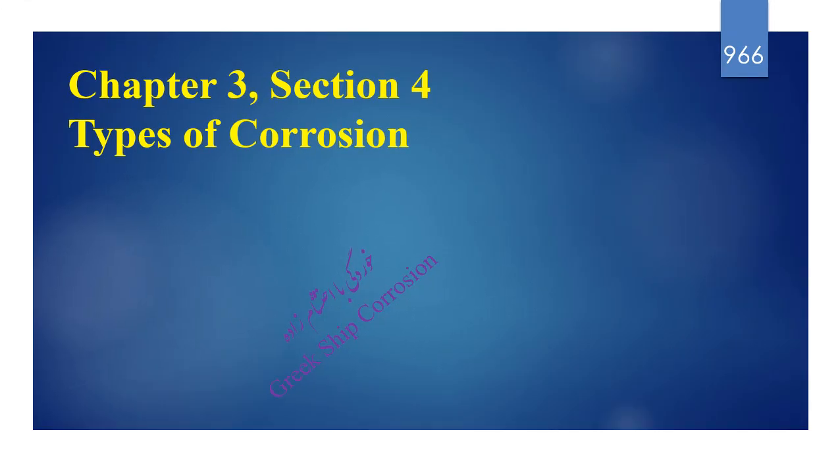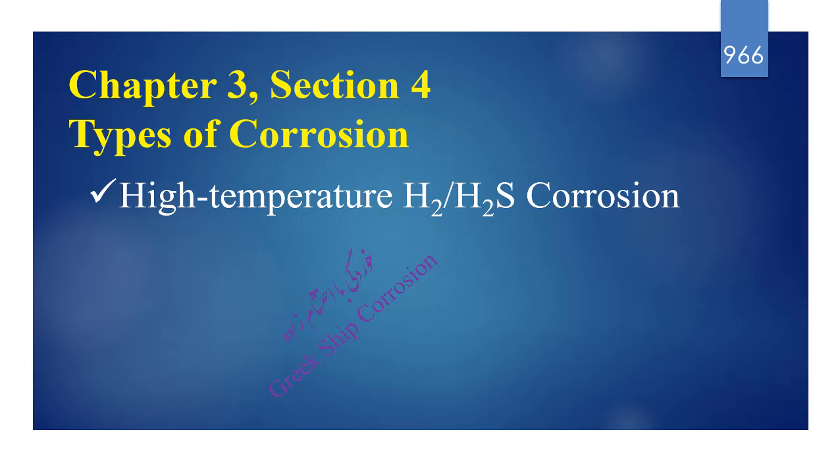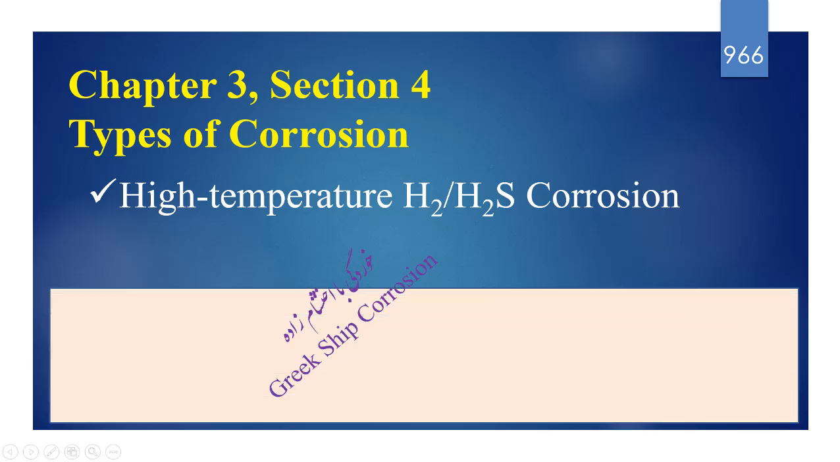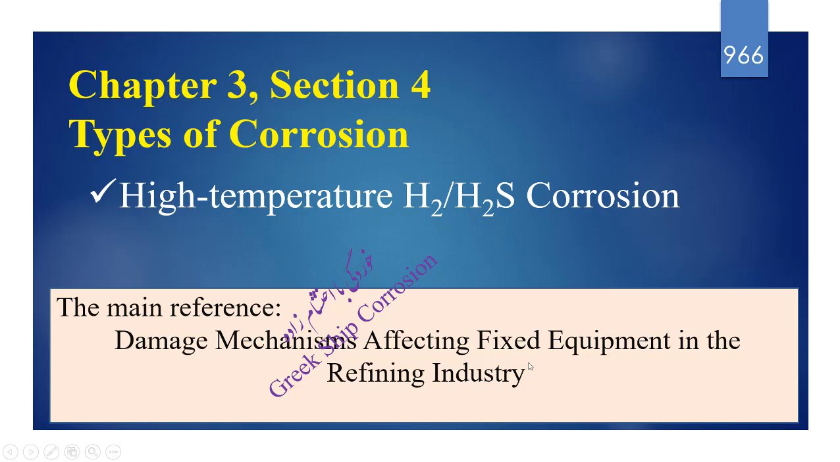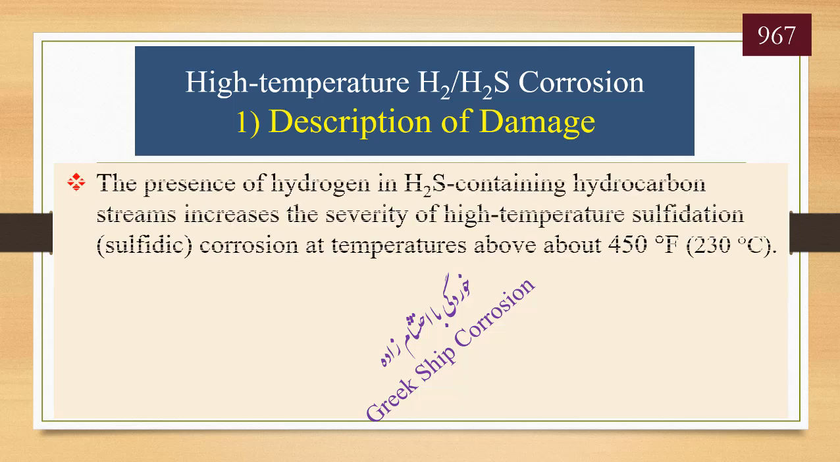Chapter 3, Section 4, Types of Corrosion. High temperature H2S corrosion. Our reference is Damage Mechanisms Affecting Fixed Equipment in the Refining Industry, API RP 571. 1. Description of damage.